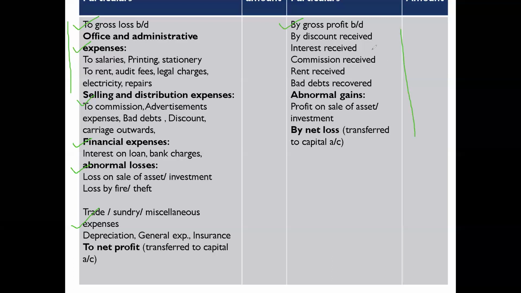And all the indirect income or non-operating income will be recorded on the credit side of P&L account, like interest received, commission received, rent received, any bad debts which are being recovered, any gain on sale of any asset or investment.